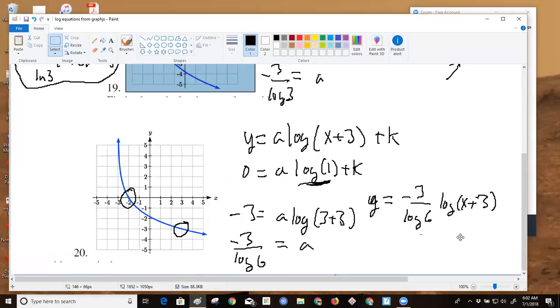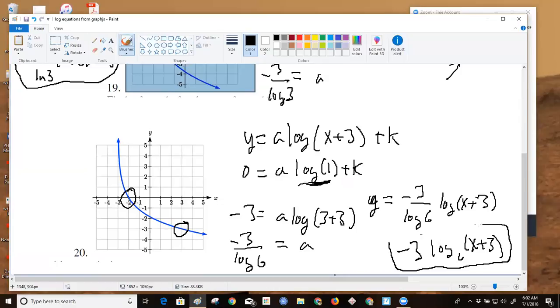I could also write that as negative 3 log base 6 of x plus 3 would be another solution. Now, I haven't been checking these with Desmos, but in a test situation I certainly would. I would plug that into a graphing calculator and make sure that those points match up to the points that I chose here.